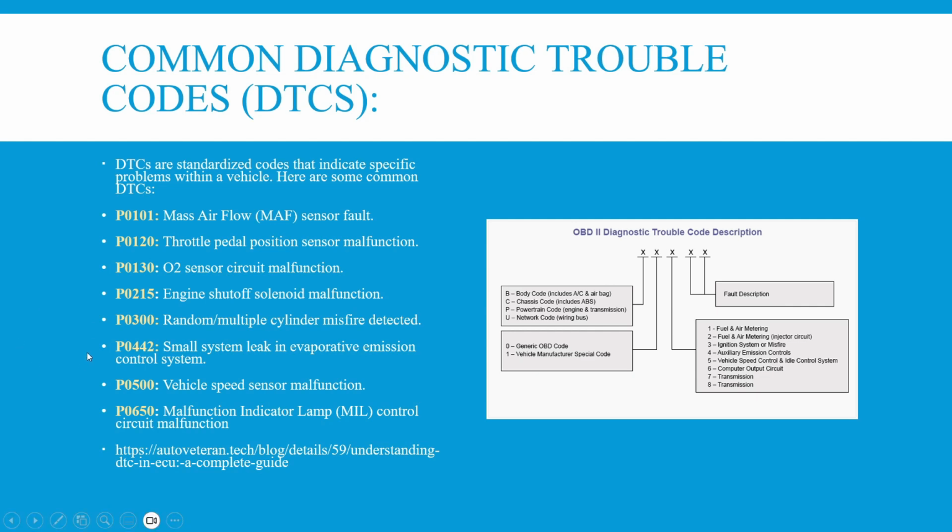Similarly, you can understand other codes. P0300 is random multiple cylinder misfire detected, and P0442 is a small system leak in the evaporative emission control system. P0500 says that the vehicle speed sensor is malfunctioning, and P0650 says that the malfunction indicator lamp control circuit is malfunctioning. So these are a few example codes. There are a lot of codes; you can look into other sources for an exclusive list of the codes and meanings.